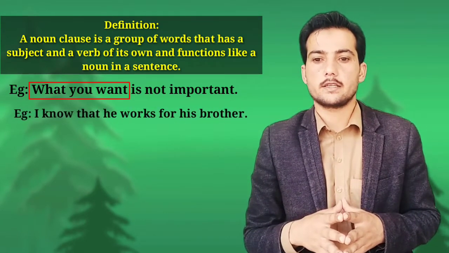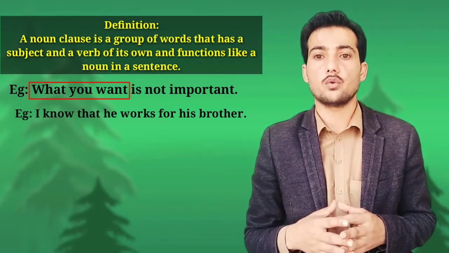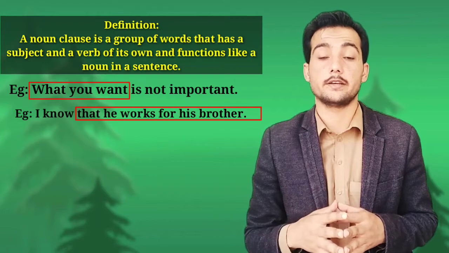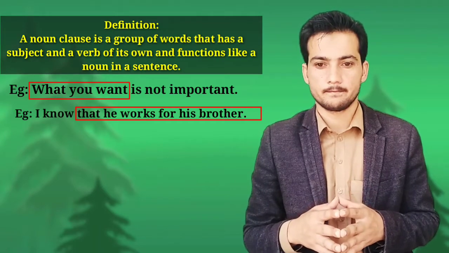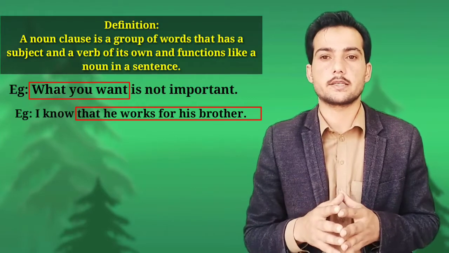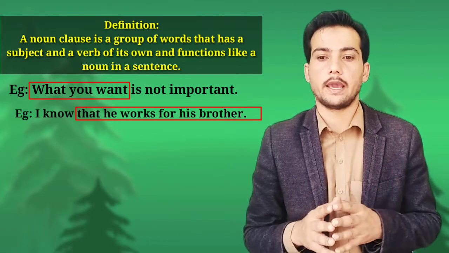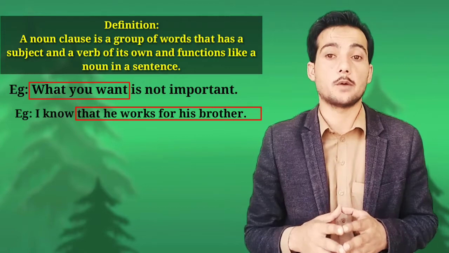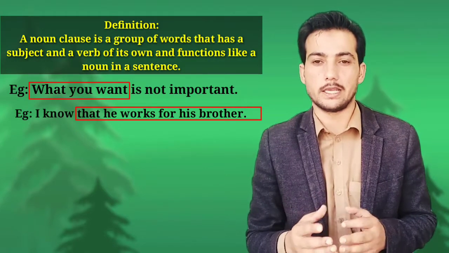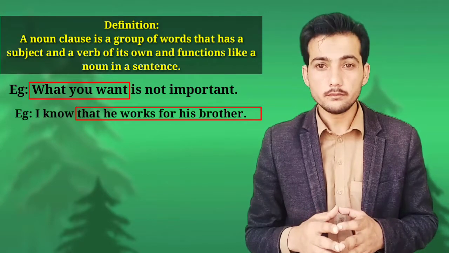"I know that he works for his brother." I know what? So here again, "that he works for his brother" is a noun clause, because it is more than two words, and along with that it consists of a subject, that is "he," and it also consists of a verb, that is "works." So that is why it is a noun clause, and here it functions like an object.